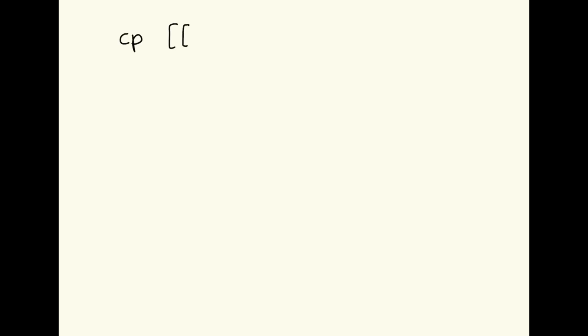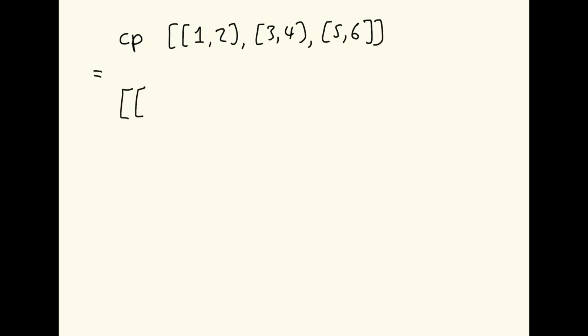And what CP is going to do is it's going to take a list of lists and choose all possible ways of choosing one value from each list. So I've got 3 lists here. I've got a 1 and a 2, and then a 3 and a 4, and then a 5 and a 6. So I could choose the 1 from the first list, the 3 from the second list, and the 5 from the third list. That'd be one possible way of choosing a value from each list.